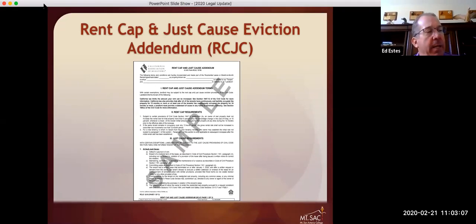Here we have the rental cap and just cause eviction addendum. As I mentioned earlier, as we were going through that state law regarding the statewide rental cap, this is the form that landlords need to give to their tenants of their single family dwellings, condos, houses, so that they will then be exempted from the statewide rent control.